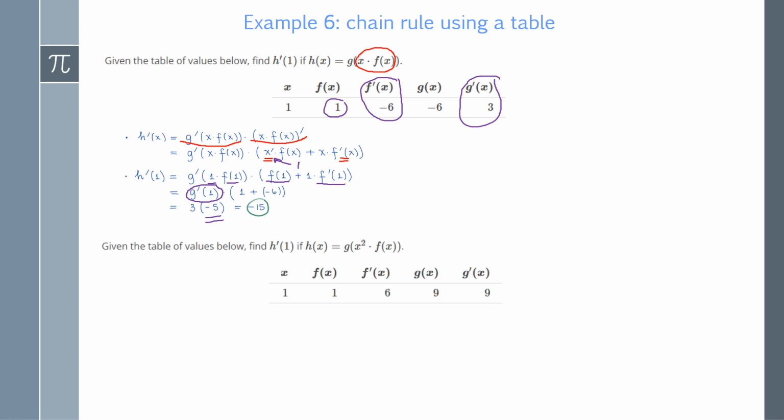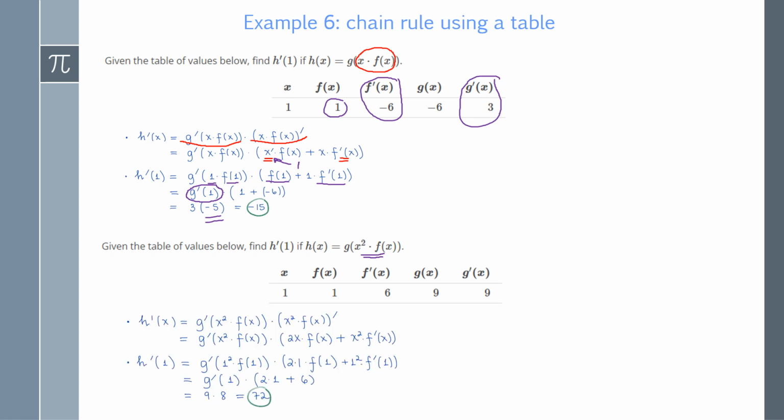This one is similar, slightly different product. So notice what we have here. H of x is g of this product right here, x squared times f of x. Okay, so our inner function is a product. Okay, so that's what you need to kind of recognize. So how do we approach this problem? Similar way. First, I'm just going to write out the general formula, applying the chain rule.